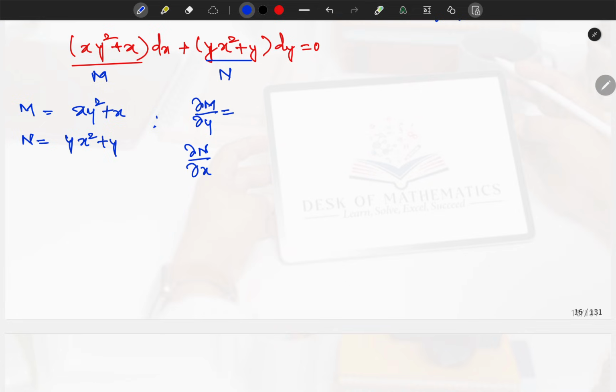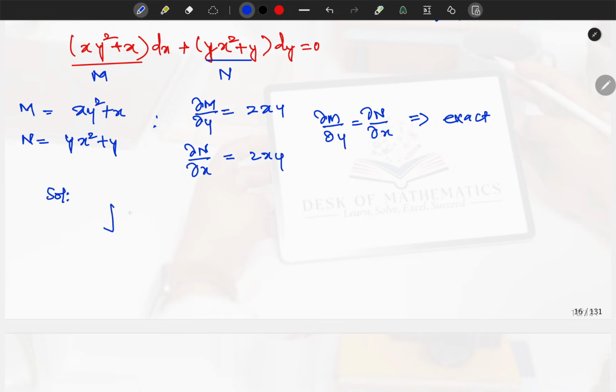Let's check what is ∂M/∂y. So you have to differentiate with respect to y, so you will get 2xy, and the differentiation of this x, as a constant, will be 0. And for ∂N/∂x here you have 2xy. So ∂M/∂y is equal to ∂N/∂x, so it means it is exact. So what you have is the solution as the integral of M dx, that is (xy² + x) dx, plus the integral of N, (yx² + y) dy, is equal to c.